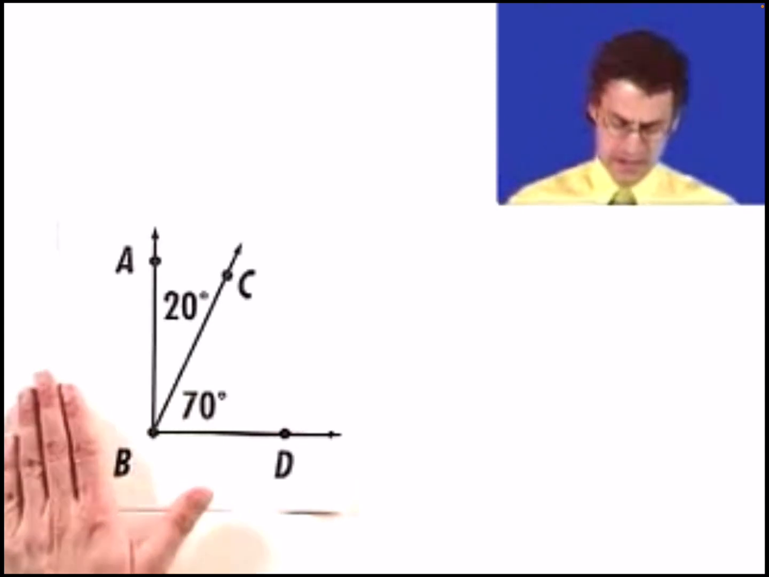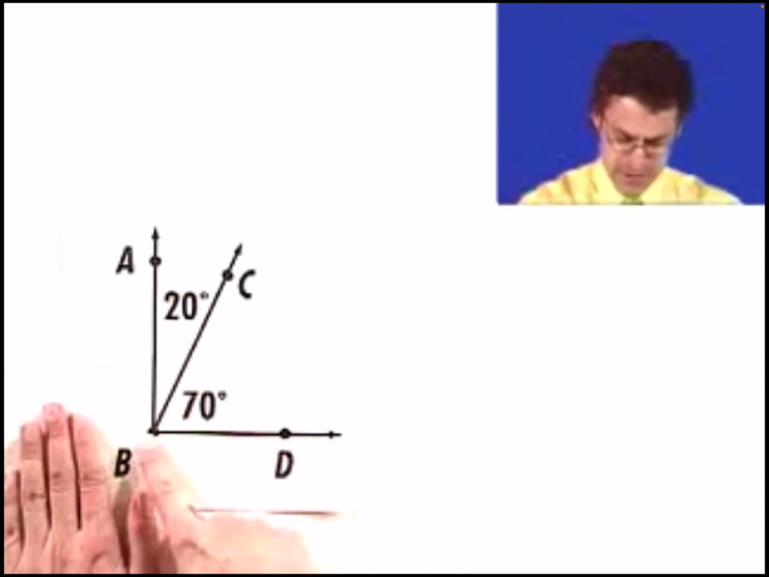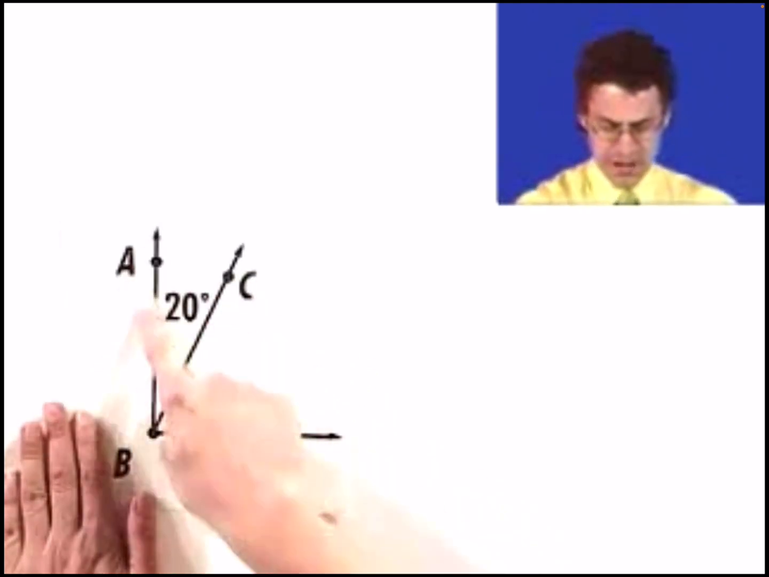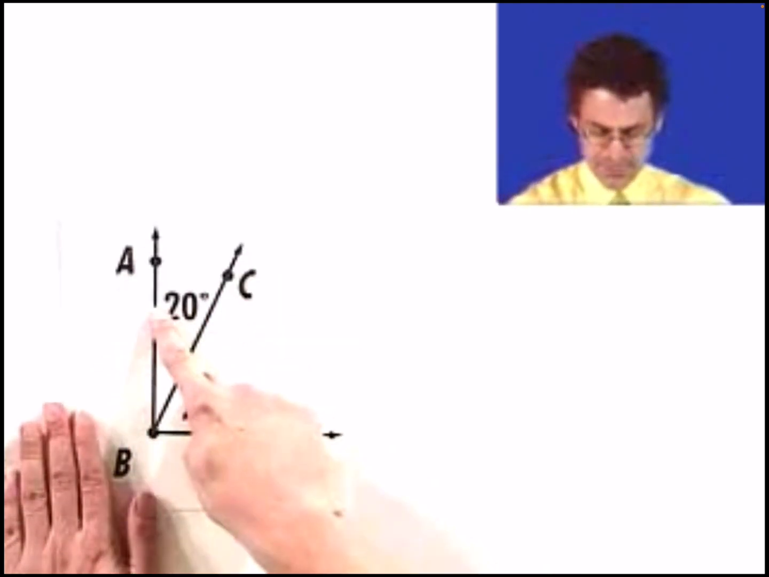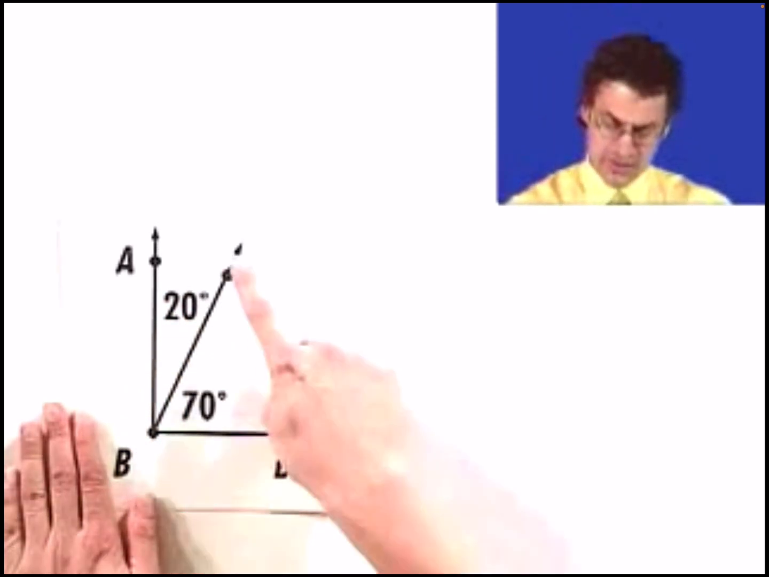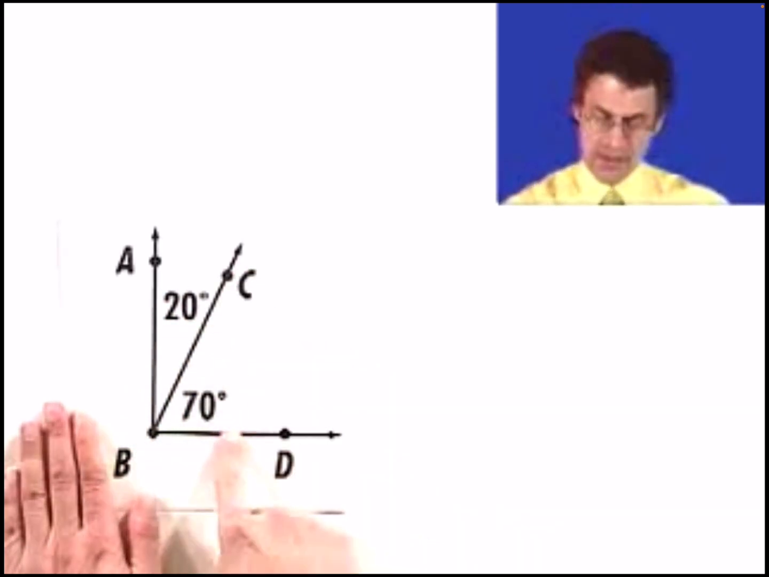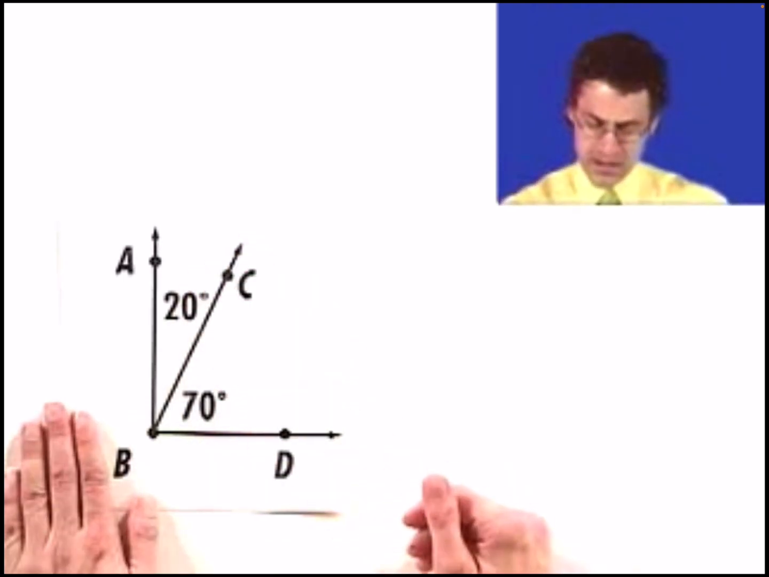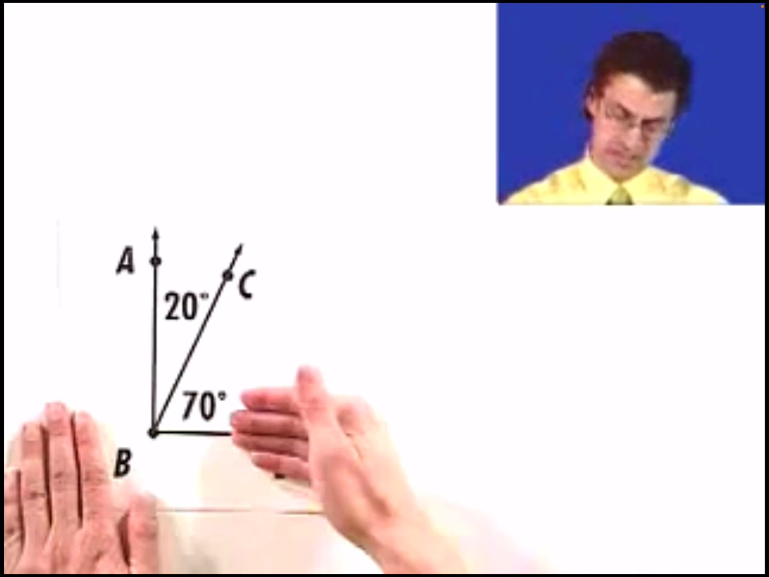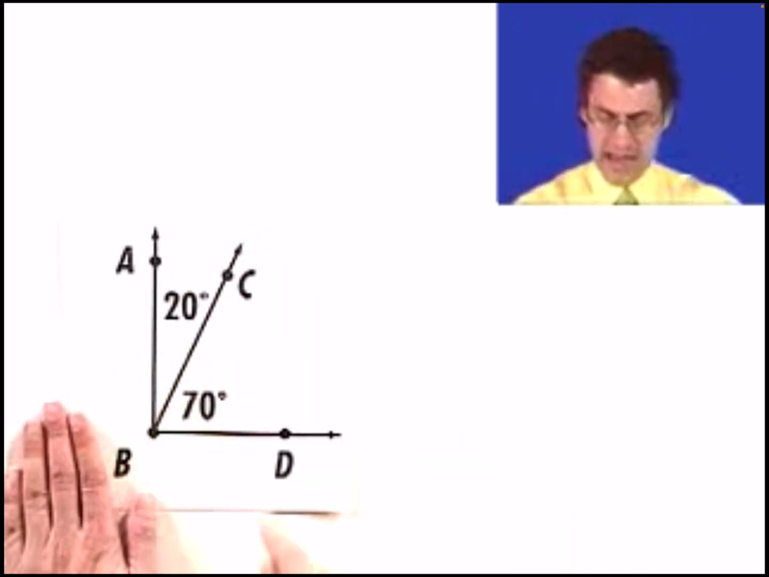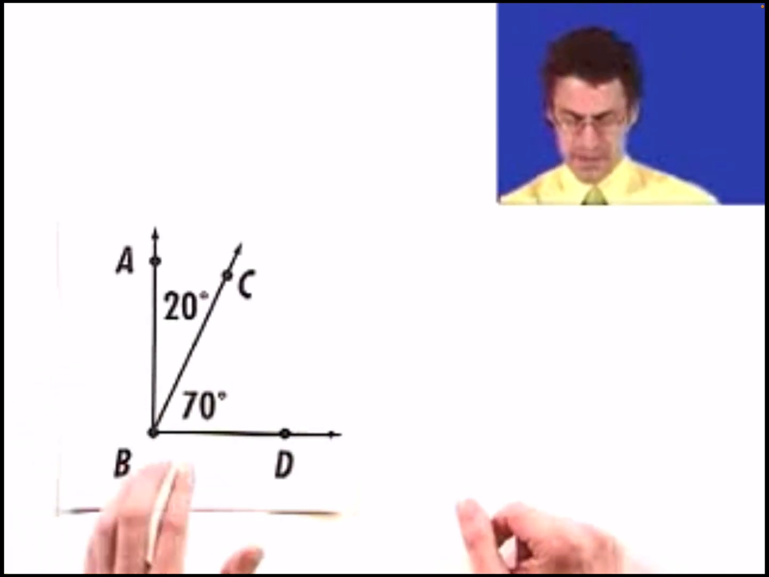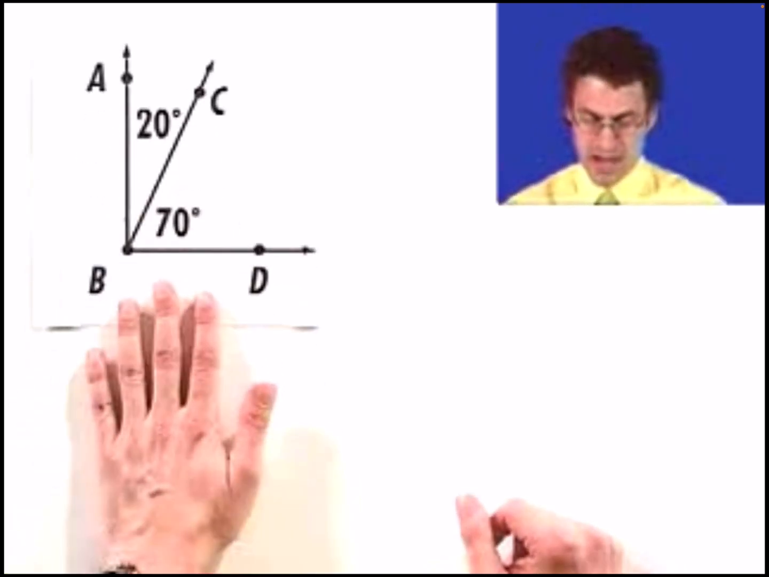So take a look here at angle ABC and angle CBD. And notice that the measure of angle ABC is 20 degrees, and the measure of angle CBD is 70 degrees. When you take 70 and add it to 20, we get 90 degrees. So since we see 90 degrees, we say that these two angles are complementary. Complementary angles, the sum of the measures of those angles add up to 90 degrees.